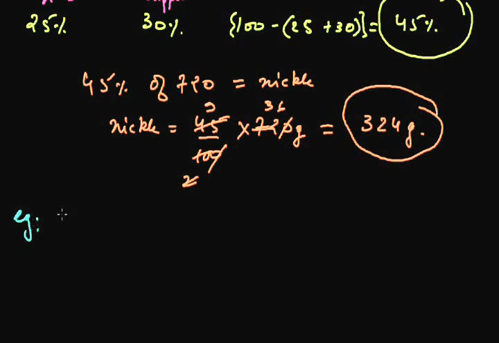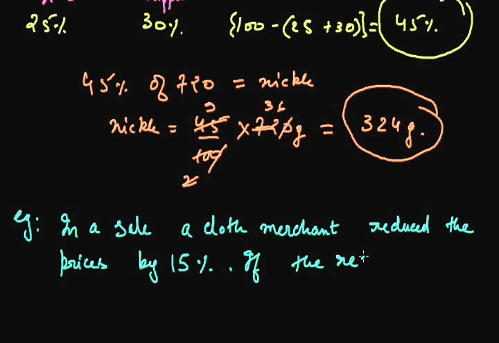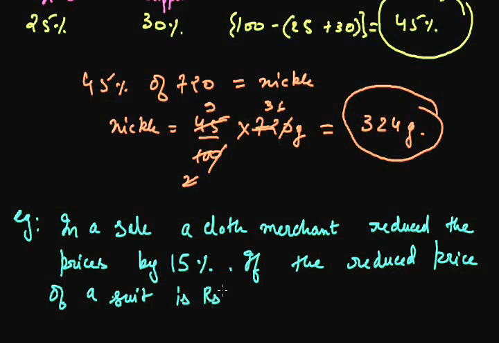Next example. In a sale, a cloth merchant reduces the price by 15%. If the reduced price of a suit is rupees 3,400, then we have to find the original price.